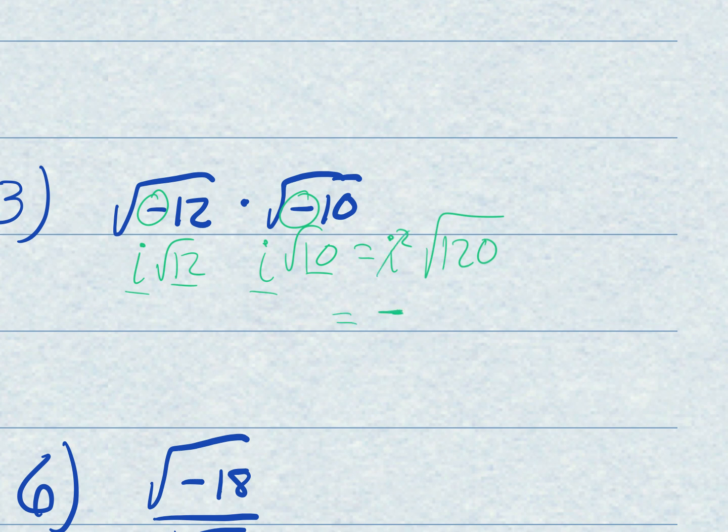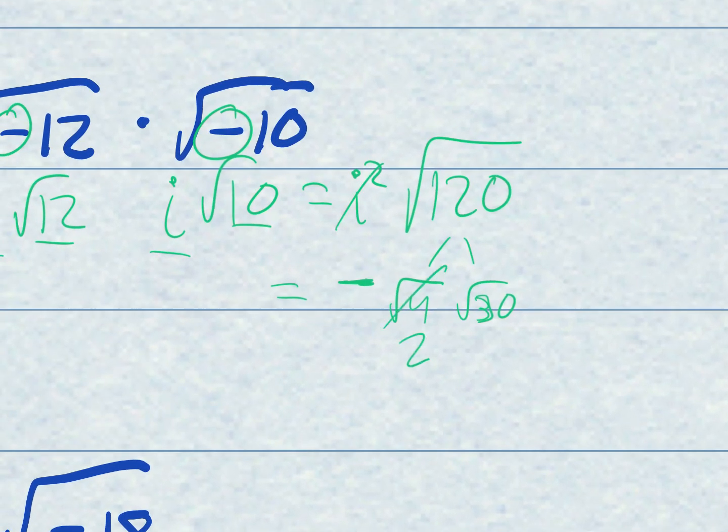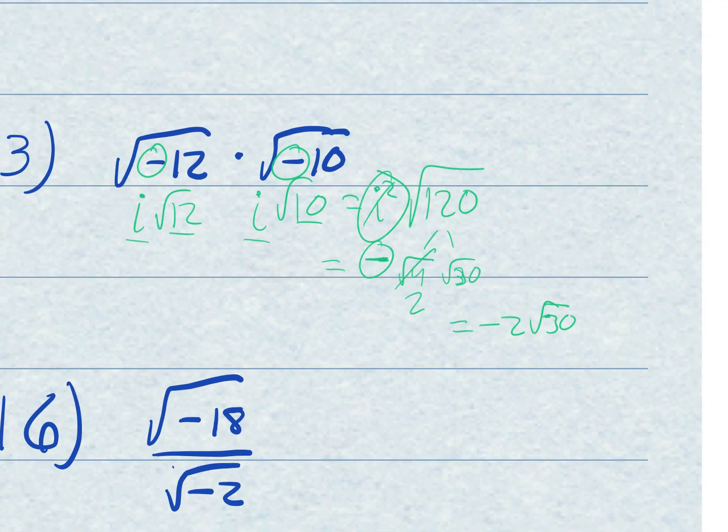Then the square root of 120, there's not very big factors that you can take out. You can take out a 4 and a square root of 30. The square root of 4 becomes 2, and then square root of 30, you actually can't simplify anymore. So your final answer should be negative 2 square root of 30. And we got that negative from this i squared, from doing i times i. So this should be our final answer.